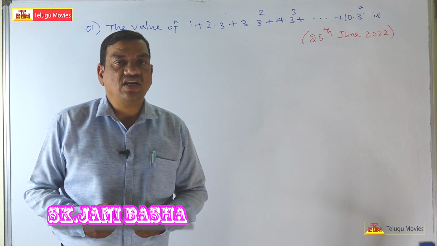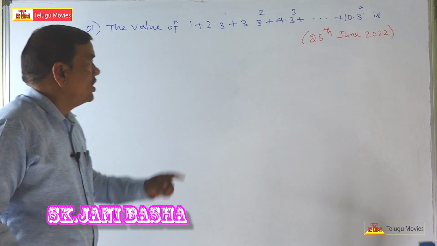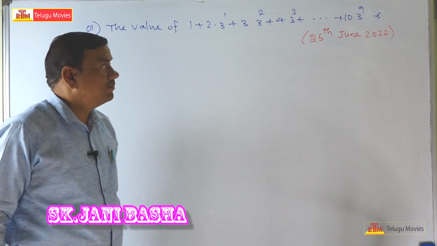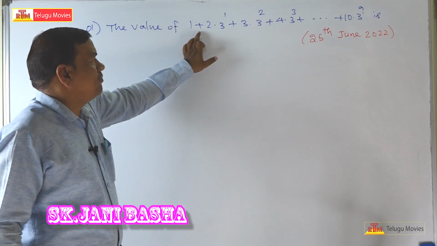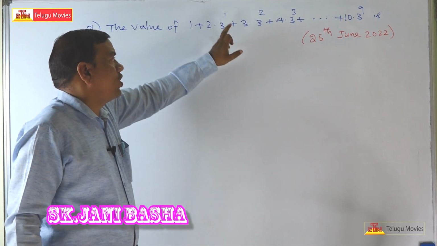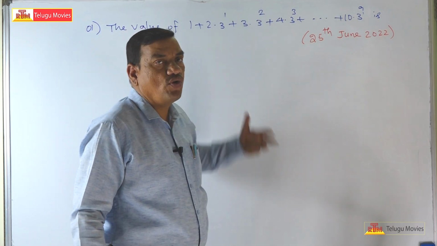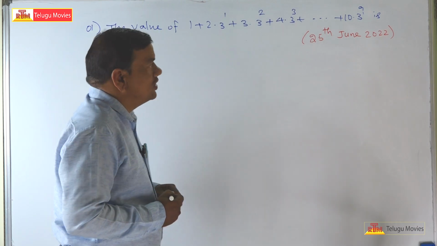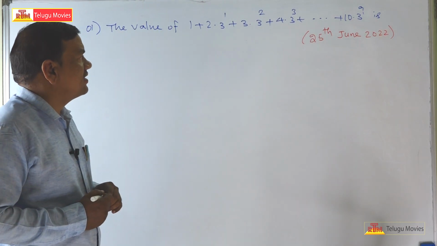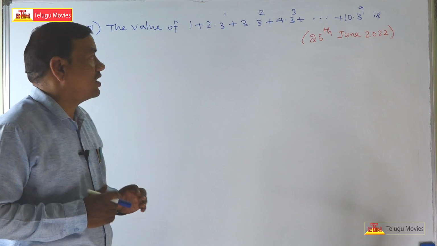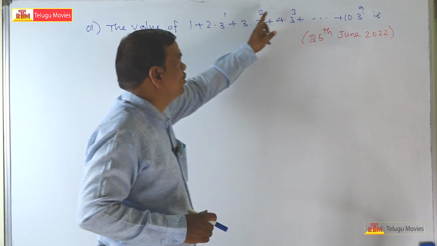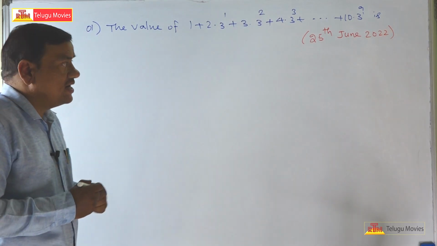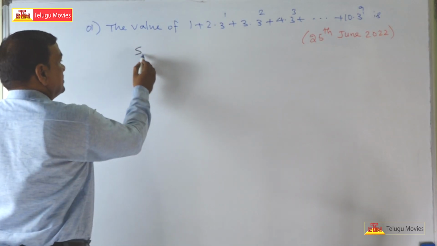Dear students, welcome to the first problem. The first problem is from the chapter sequence and series. The value of 1 plus 2 into 3 power 1, plus 3 into 3 square, plus 4 into 3 cube, and so on, up to 10 into 3 power 9. Altogether how many terms are there? There are 10 terms: it starts from 1, 2, 3, and so on up to 9, and plus 1 more term, total 10 terms. That is S10.